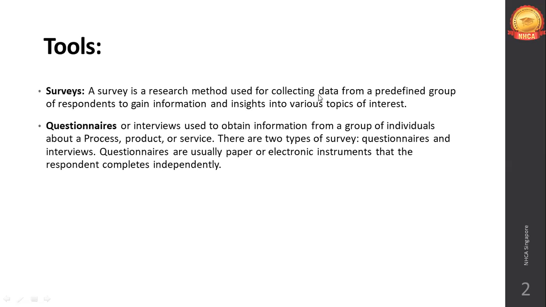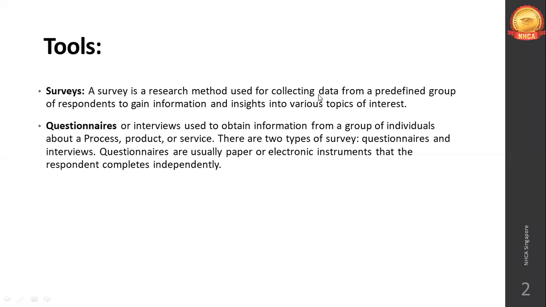So how do you collect data from a defined group? You have questionnaires, you have the interview method. Questionnaires or interviews are used to obtain information from a group of individuals about a process, product, or service. When it comes to the use of Six Sigma, you usually collect information about the details of the process, if any changes in the process are required, about the product, if any more customization is required, and about the service, to improve the quality. So there are two types of surveys, questionnaire surveys and interview surveys.